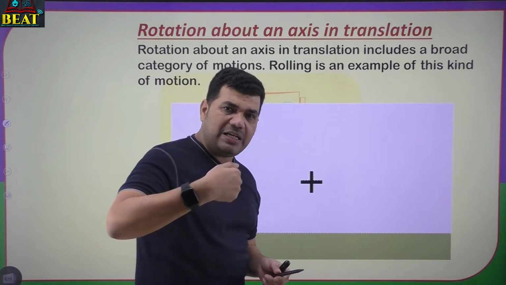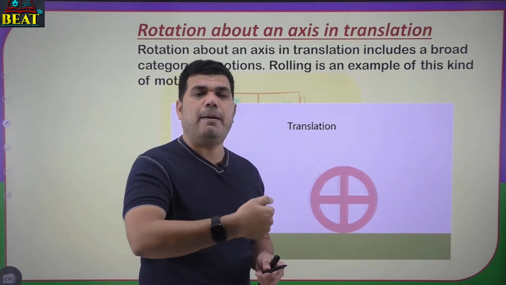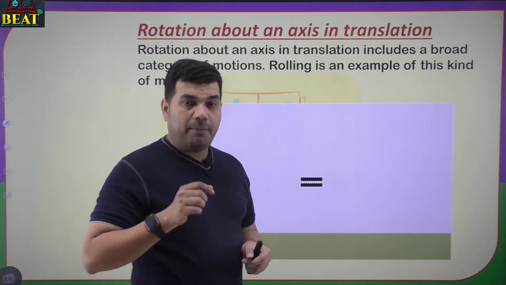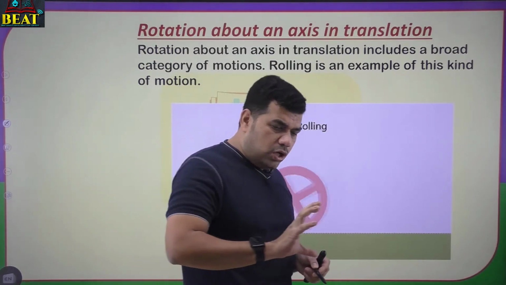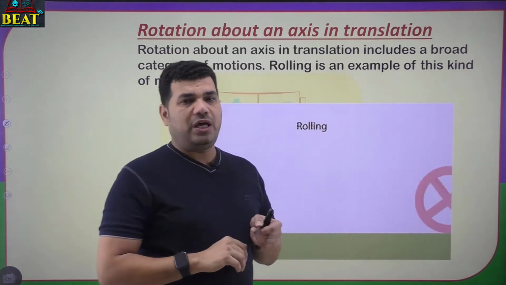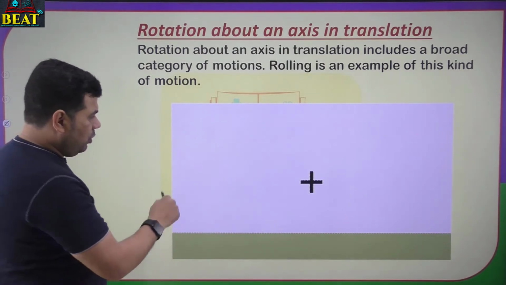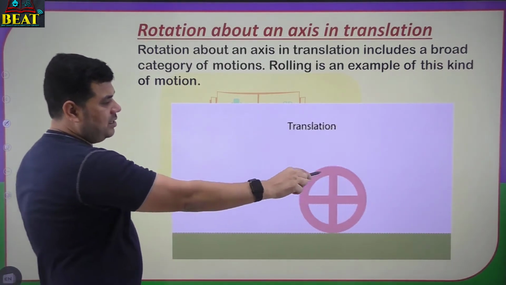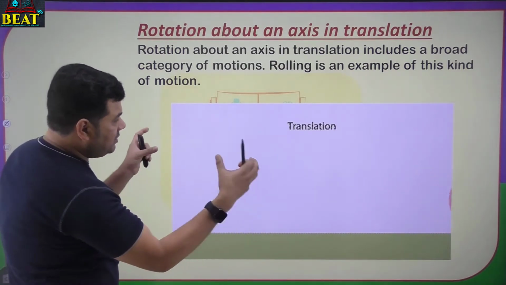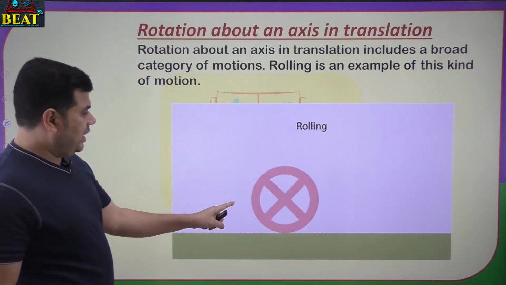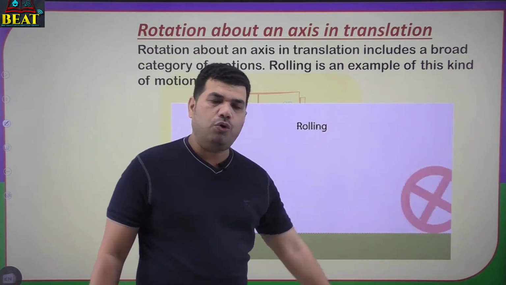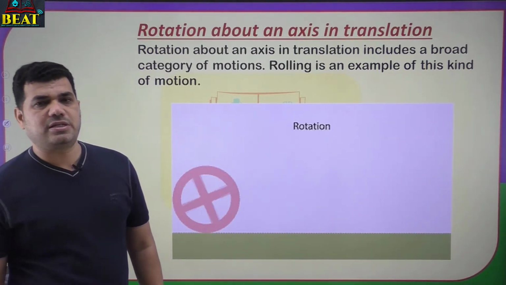The wheel of the bicycle is revolving about its axis. But as the bike is also in translatory motion, that axis is also in translatory motion. This is known as pure rotation. This is known as pure translation. If we mix both of them, then what will we get? This is rotation about an axis in translation.